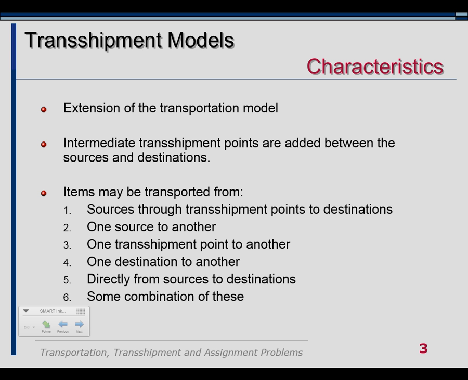So instead of going from point A to B, we have to go from point A to point C through point B. Or we can still go maybe from A to B, but it may be more beneficial to go through point C first. Okay? So intermediate transshipment points are added between sources and destinations. Items may be transported from sources through transshipment points to destinations, from one source to another, one transshipment point to another, one destination to another, directly from sources to destinations, or some combination of these. Okay?